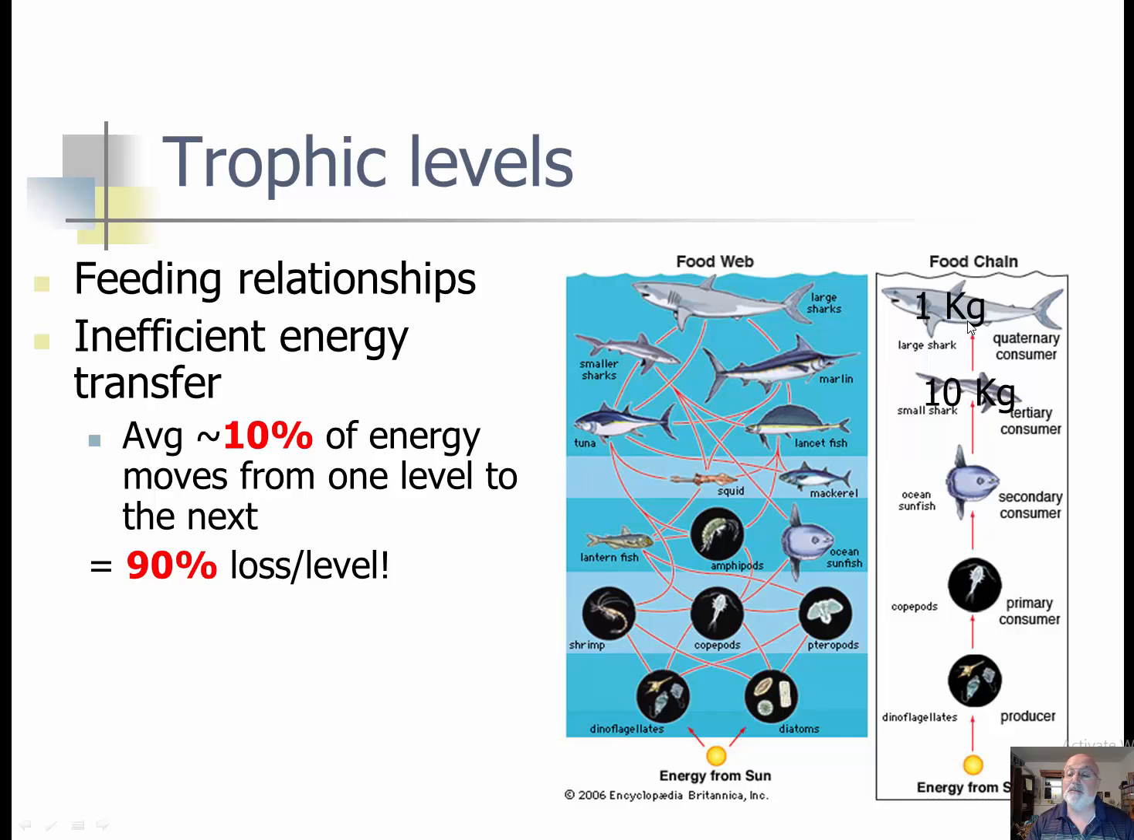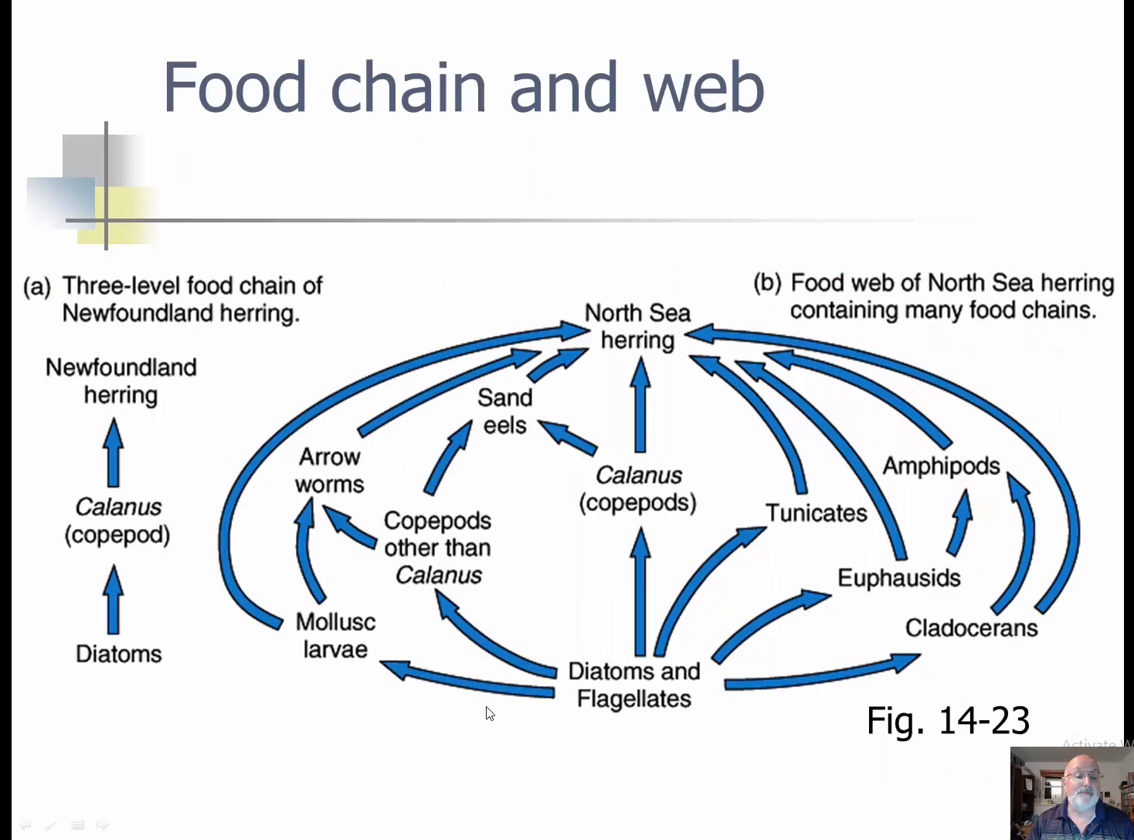Remember, 1 kilogram of shark needed 10 kilograms of this smaller shark, which needed 100 kilograms of the ocean fish, needing 1,000 kilograms of copepods, 10,000 kilograms of dinoflagellates, and even more energy from the sun, because they're the ones that are taking it. Food chains, food webs, remember different levels.